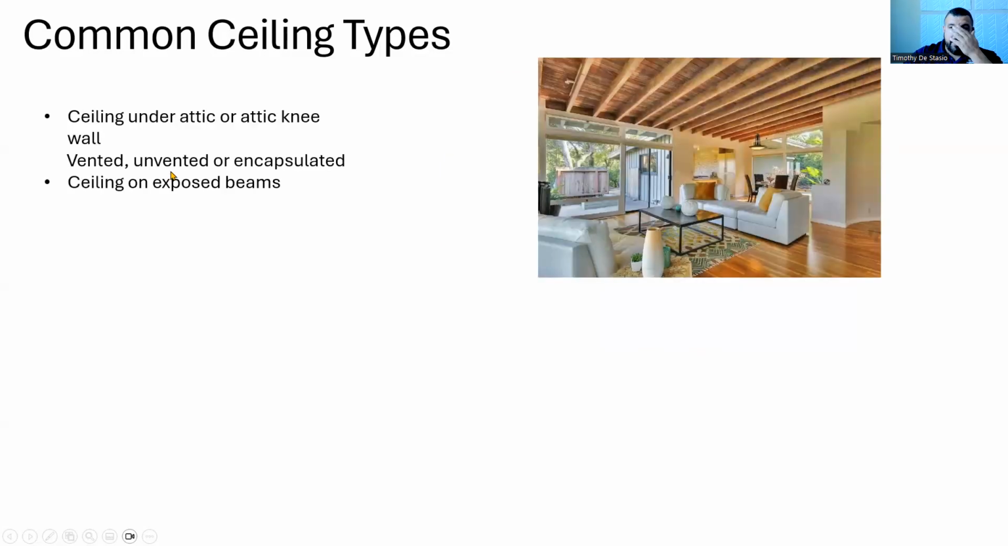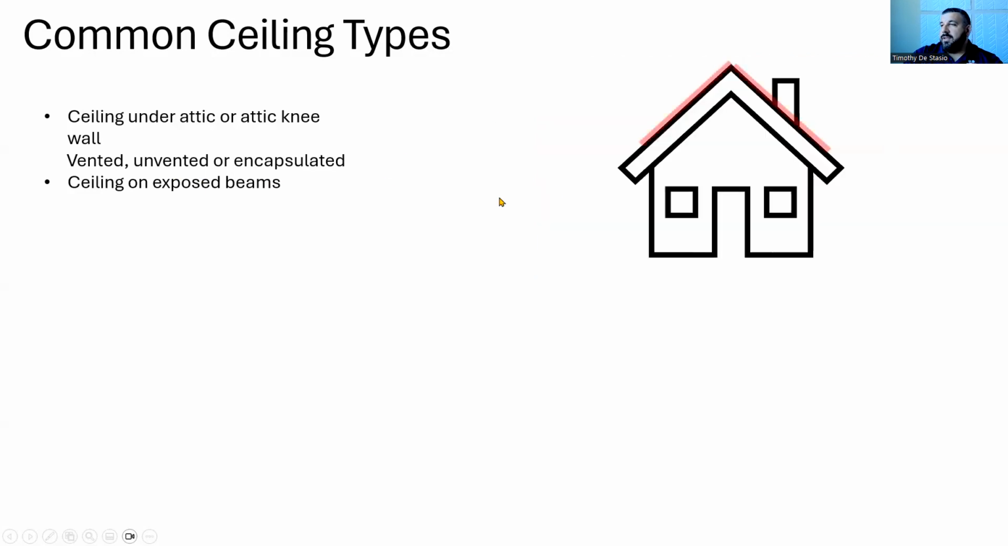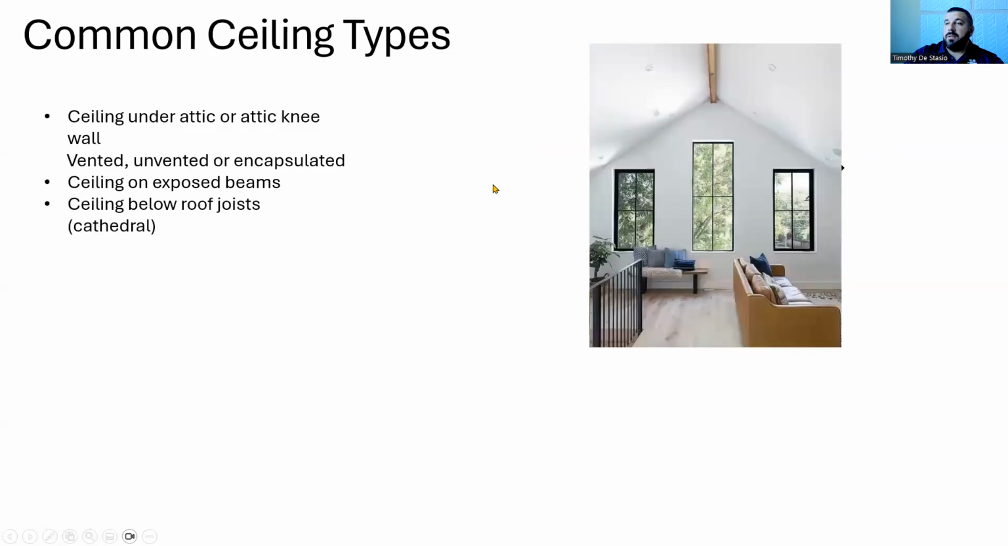Then you have things like ceiling on exposed beams. Well, above us is the roof. So where is the insulation in this case? Well, the insulation would have to be on the exterior. And so you'd want to know what that is. Sometimes that's hard to tell because it's covered by shingles. So sometimes you may have to make an assumption, and you just do the best you can. A ceiling below roof joists, or a cathedral ceiling. In this case, again, there's no attic here.